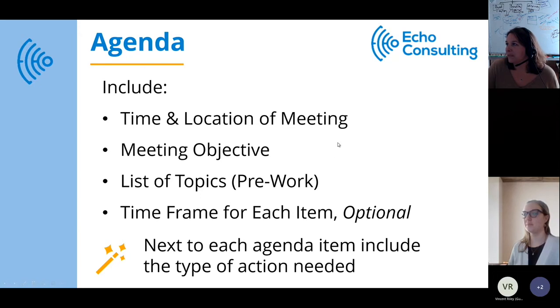Great. Perfect. And then the last point I didn't make on this slide is something that can also be helpful: next to each agenda item, including the type of action that's needed. Is it a discussion? Are we making a decision? Is there going to be follow-up action? Is there going to be a presentation? So you can always, in that list of topics, include a little bit more information about what the participants and attendees can potentially expect.